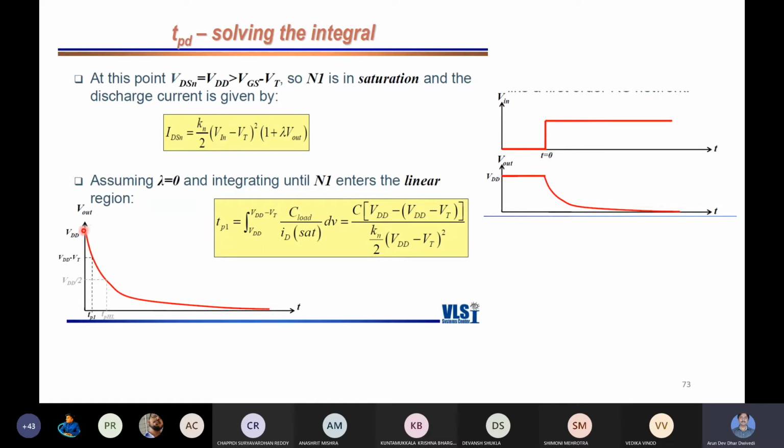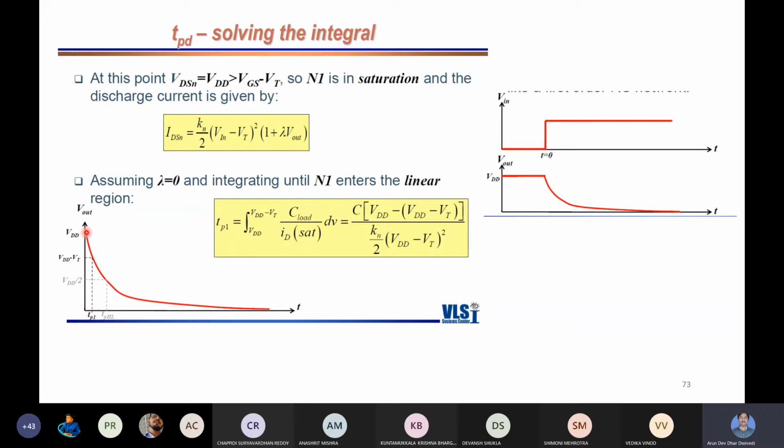The initial value of the voltage across the plates of the capacitor is VDD. After some time it comes to VDD minus VT of the NMOS, and after that it reaches VDD by 2. When it goes from this place to this place, we get some time differences, and that we have to calculate.